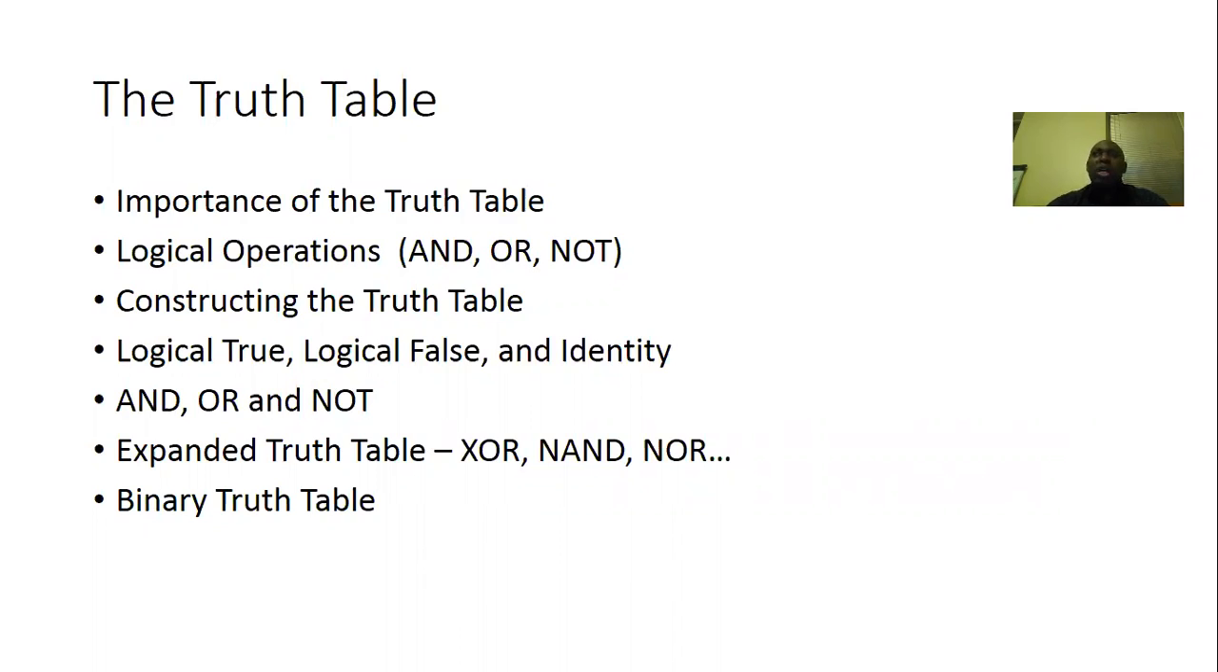Some unary logical operations like logically true, logical false, and identity. I will talk about AND, OR, and NOT in the truth table. We'll also look at the expanded truth table, talking about operators like XOR, NAND, and NOR. Then the use of the binary truth table, which is essentially converting true and false to 0 and 1, so that decisions could be taken and bitwise related operations could be done.